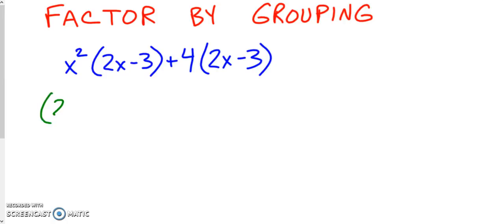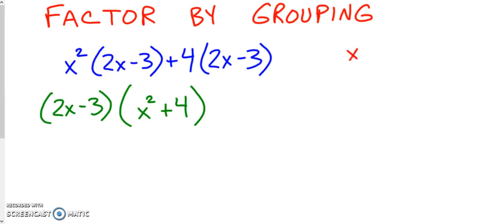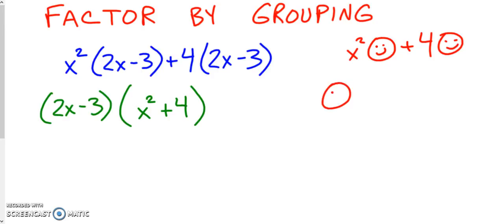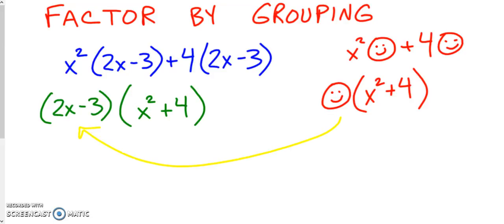So I can take that, it's like 2x minus 3, that goes in front, and then what's left over is whatever's left when I pull that away. So this would be x squared plus 4. It's almost like if I had x squared times smiley face plus 4 times smiley face. Hopefully you would agree that smiley face is common, therefore you can factor out smiley face like we did earlier in the lesson and end up with this. Well, it just so happens that smiley face is 2x minus 3.